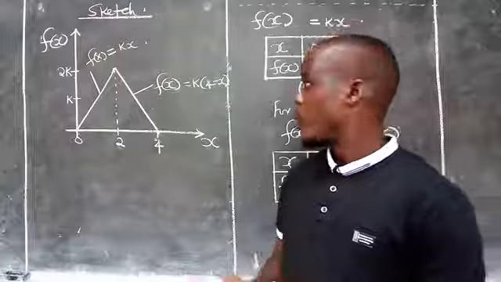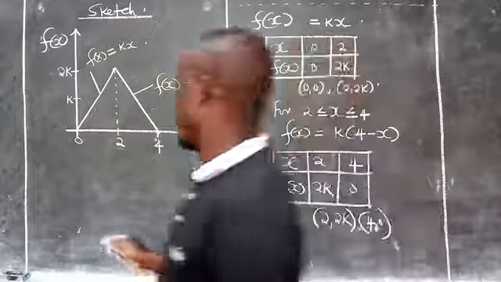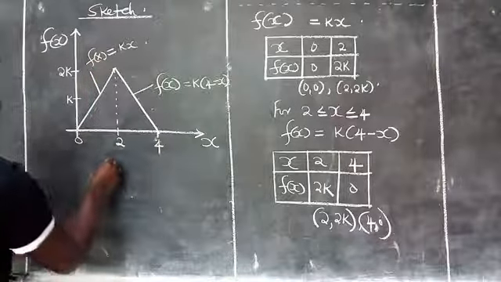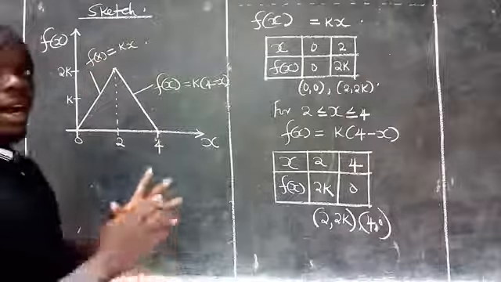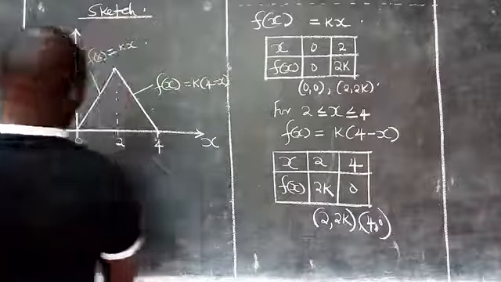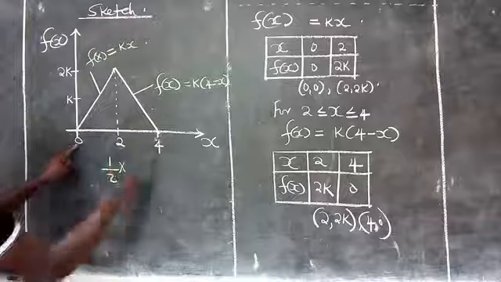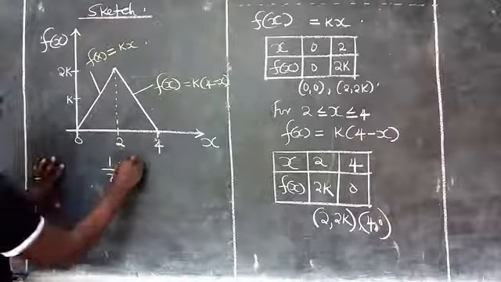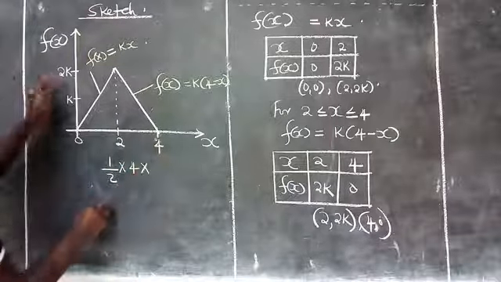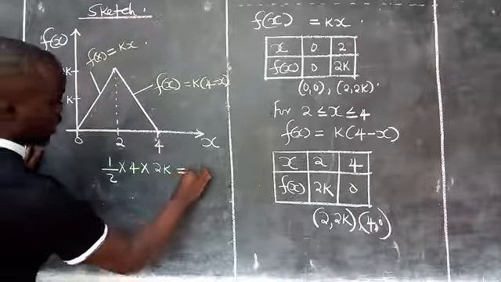So what we do, we get the area under this graph and we equate it to 1. So it means I will get the area of this, using the formula a half base times height. So I will say a half times the base, which is this distance here, 4 units, times the height, which is 2k units. All this should be equated to 1.